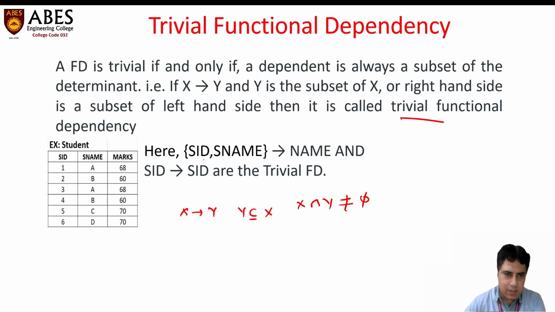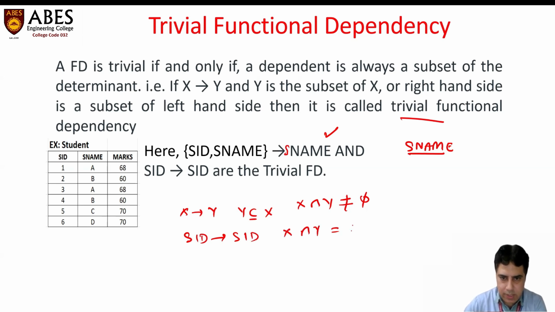For example, in this table, student ID and student name determines student name. The common intersection is student name. So we can say that this is a trivial functional dependency. Or there is one more: student ID determines student ID. If we take the intersection of both, that is student ID. So this is called a trivial functional dependency.